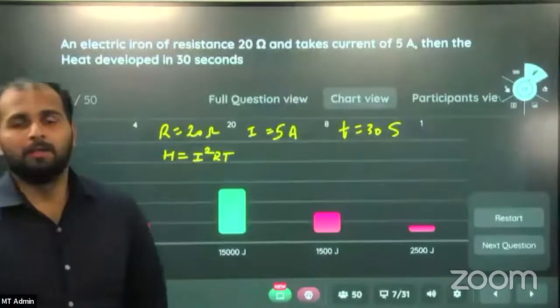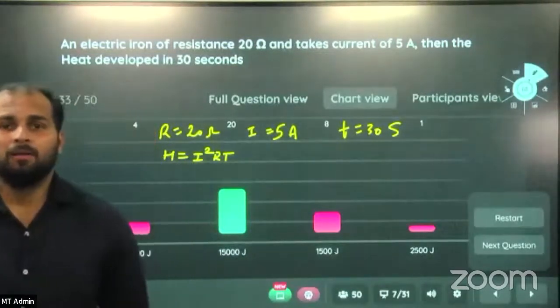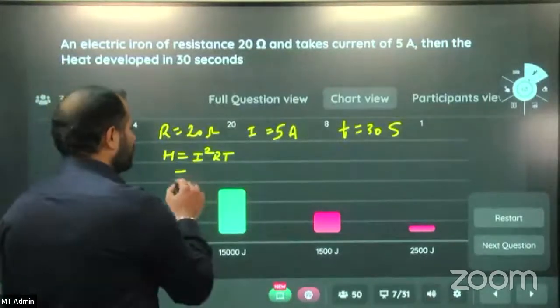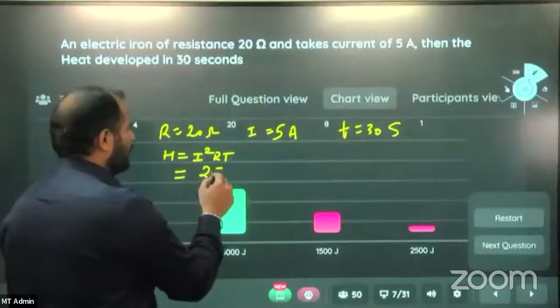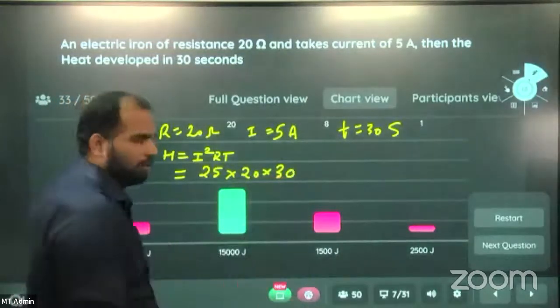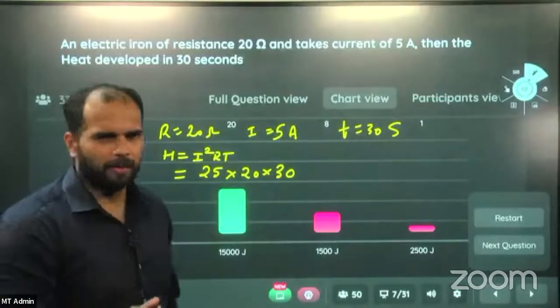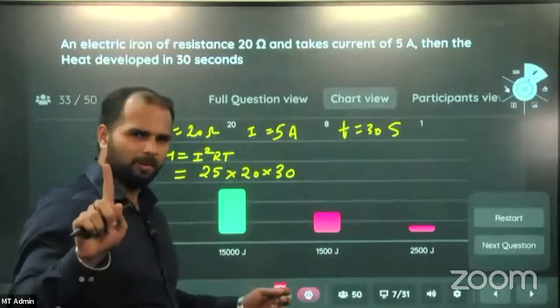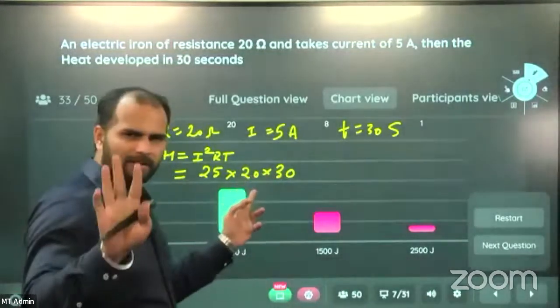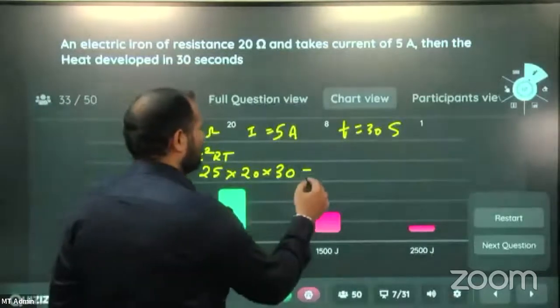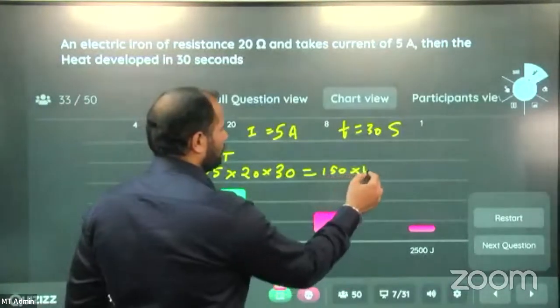What is heat? It is I square RT. Correct? Yes or no? Okay. So directly, I square is 25, into R is 20, into T is 30. Now, again, don't multiply. See, this 0 and this 0 will make 100. This 3 into 2 is 6. 25 into 6 is what? 25 into 6 is 150, into 100.